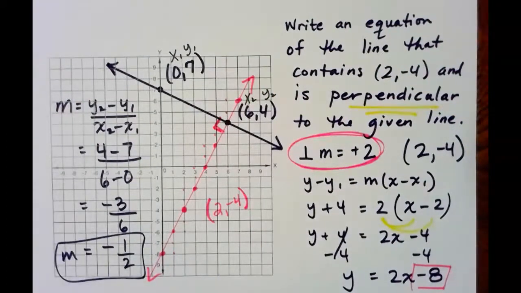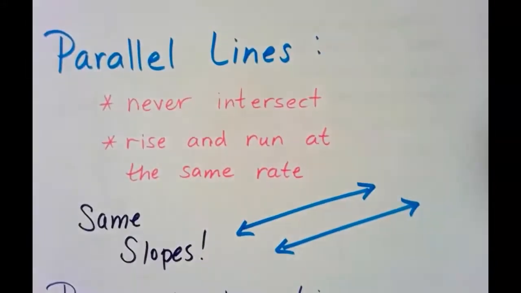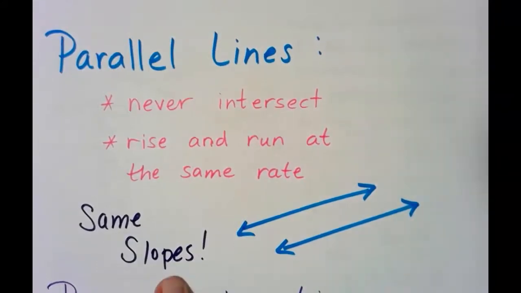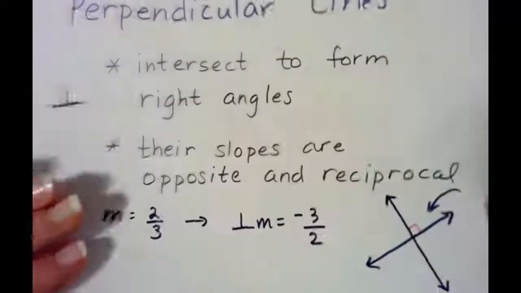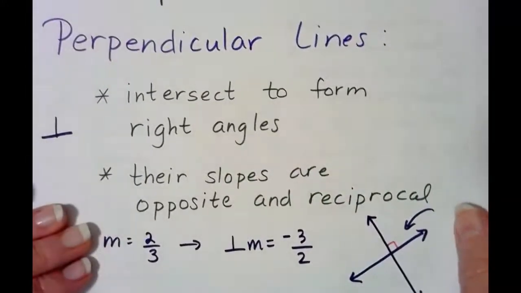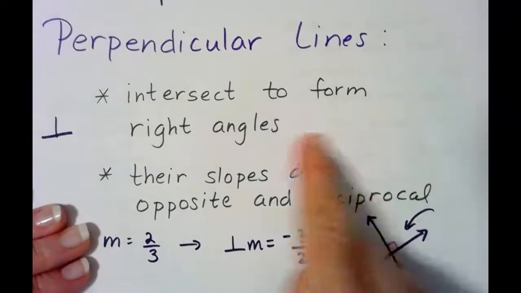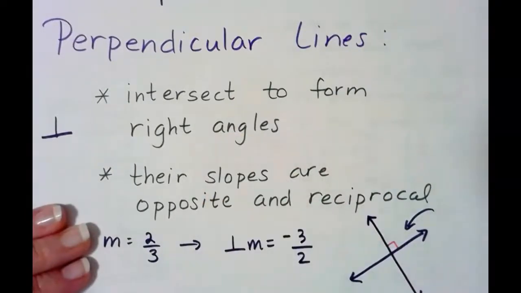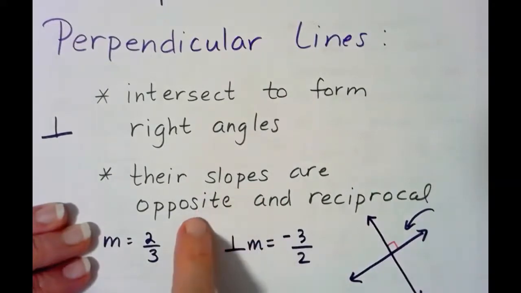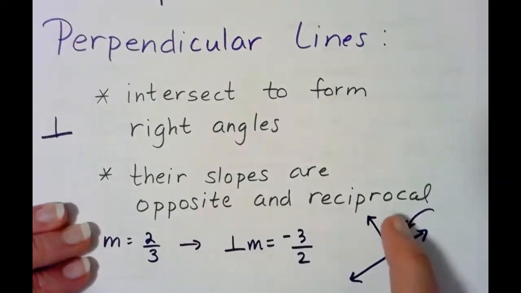Parallel and perpendicular, one more time. Parallel lines never intersect. They rise and run at the same rate because they have the same slopes. Perpendicular lines meet to form right angles, and if they meet to form right angles, then their slopes are opposite and reciprocal.